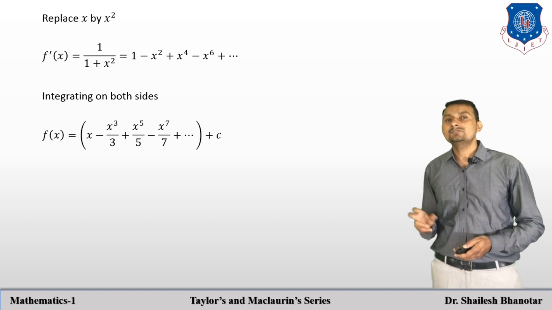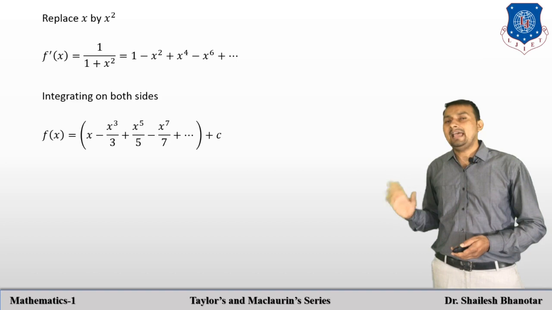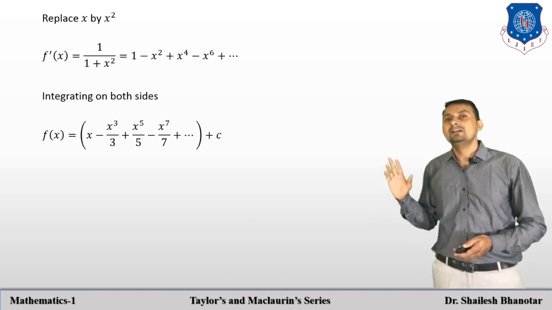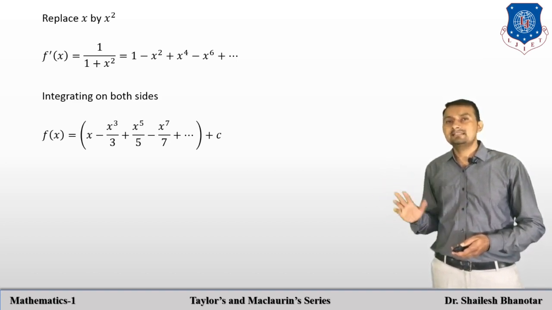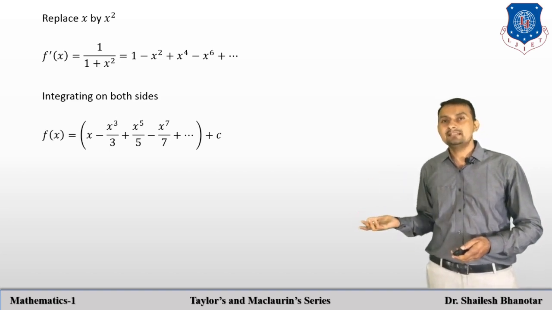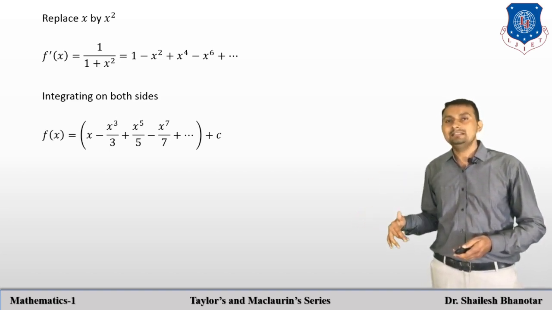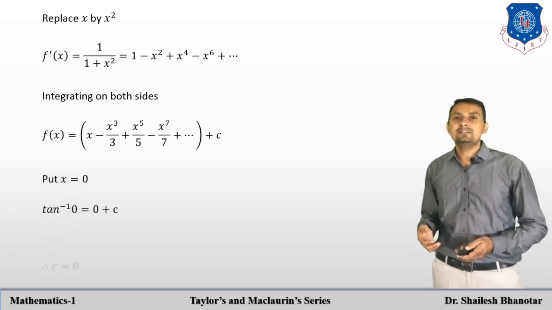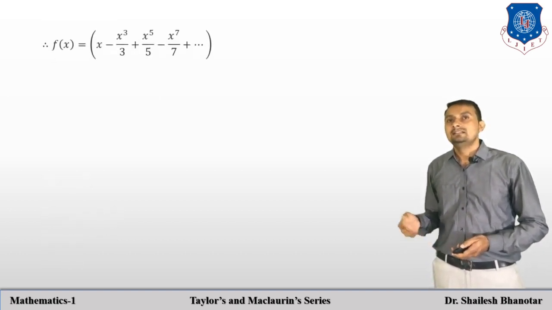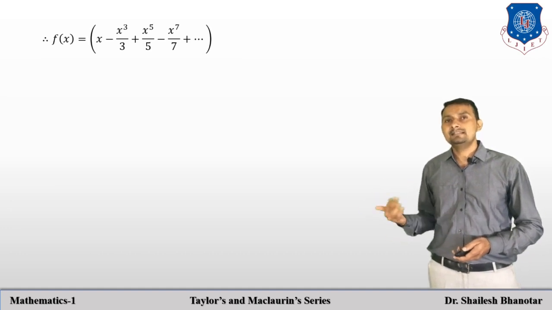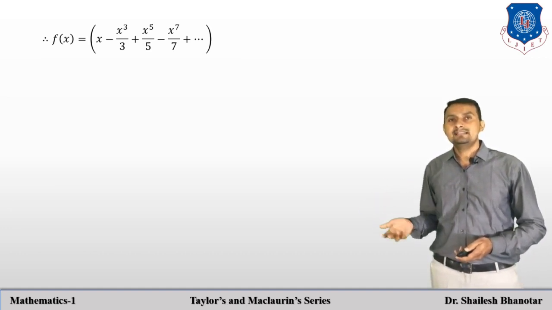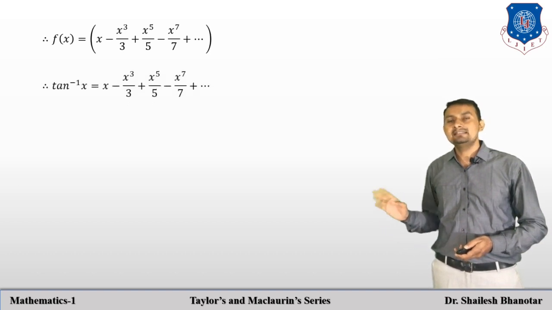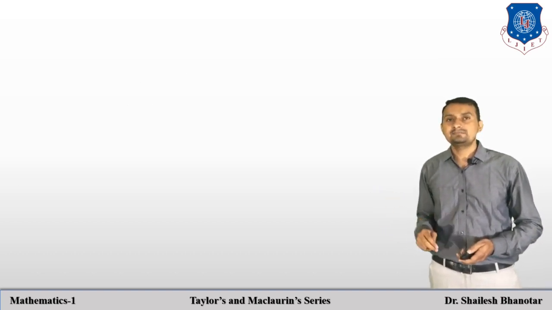But now our target is to determine the constant c. So how can we determine it? For that you just have to consider x is equal to 0. So f of 0. But what was our function f of x? That is tan inverse x. So when we put x is equal to 0, we get tan inverse 0, that is only 0, equal to 0 plus c. So ultimately we get c is equal to 0. So after putting c is equal to 0, we get f of x is equal to x minus x cube by 3 plus x raised to 5 by 5 minus x raised to 7 by 7 plus and so on, and this is the expression for tan inverse x.